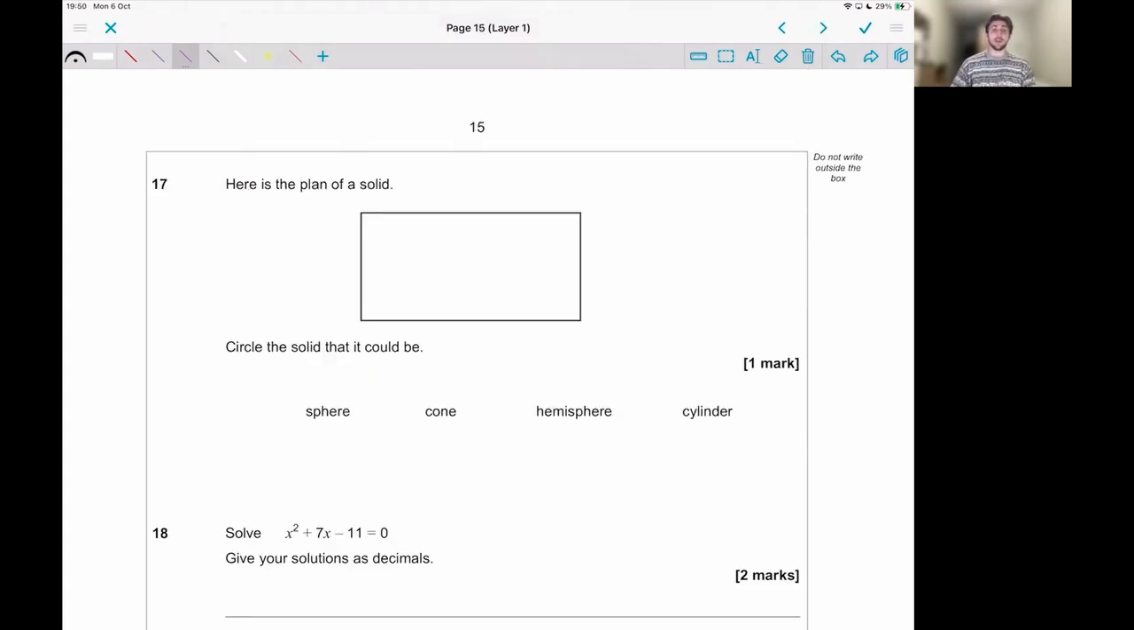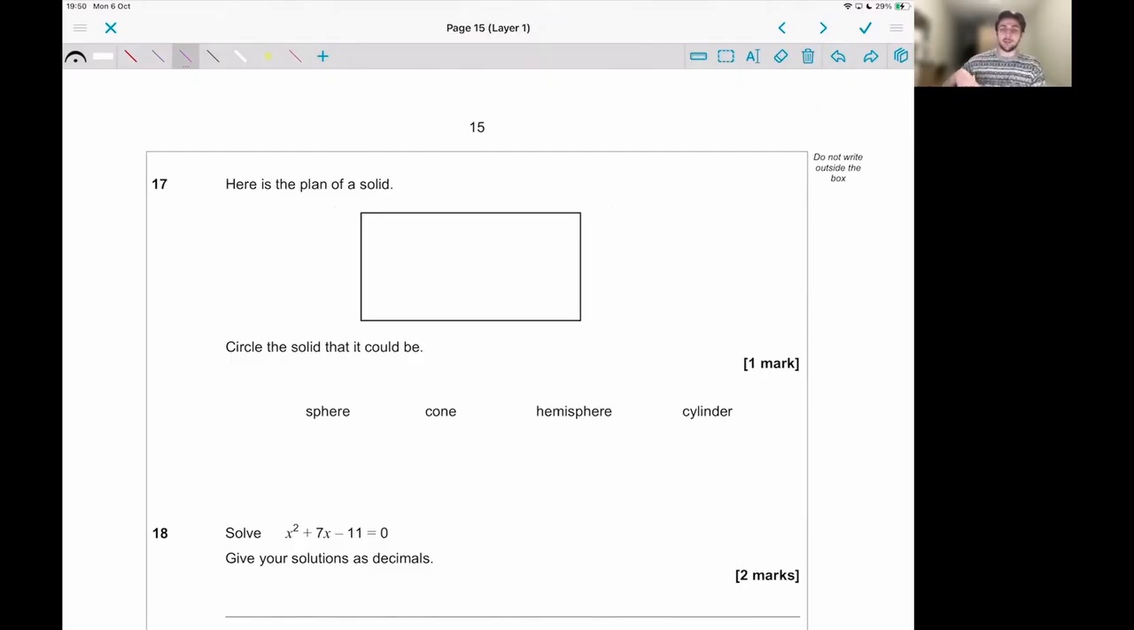So 17. Good news, we're past the halfway point. We only had 29 questions, we've done 16, so we're past the halfway point, we're golden. 17, nice short 1 marker here. Here is the plan of a solid. Which solid could it be?